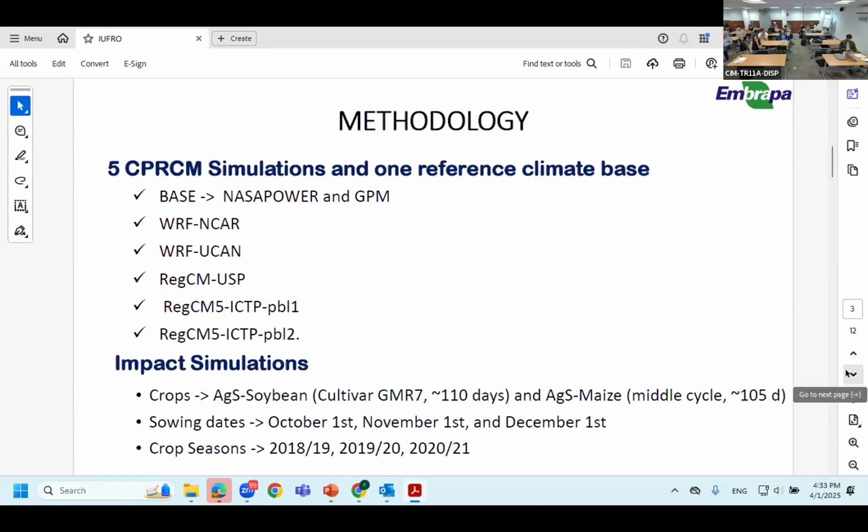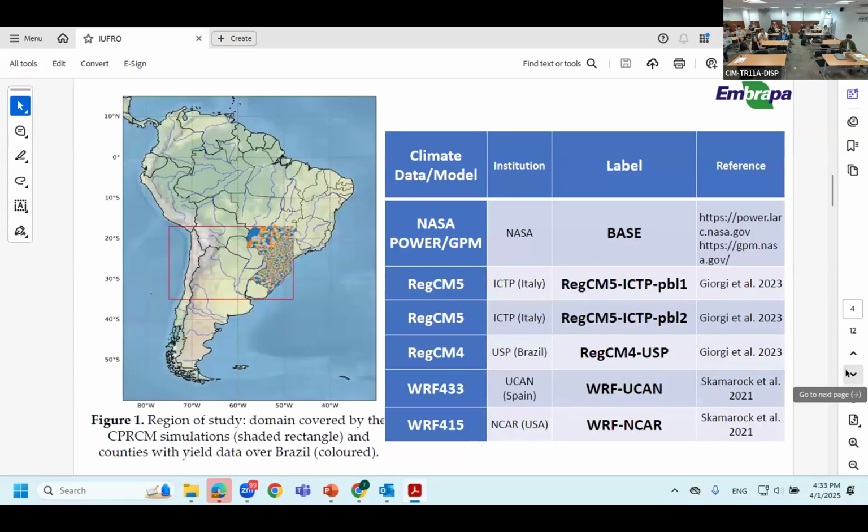We have five convection permitting regional climate model simulations and one base simulation that was not convection permitting: GPM, WRF, two WRF, and three RegCM that is from Italy. For evaluation, we consider two crops, soybean and maize, different sowing dates, and three crop seasons. This is the domain of the regional climate simulation. This is Brazil here, and these are the counties that we evaluate in the simulations. It's around 2,000 counties.